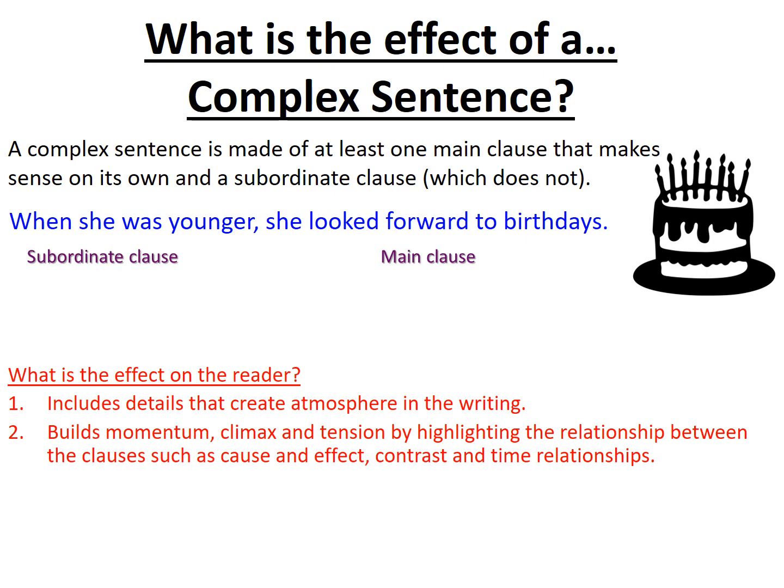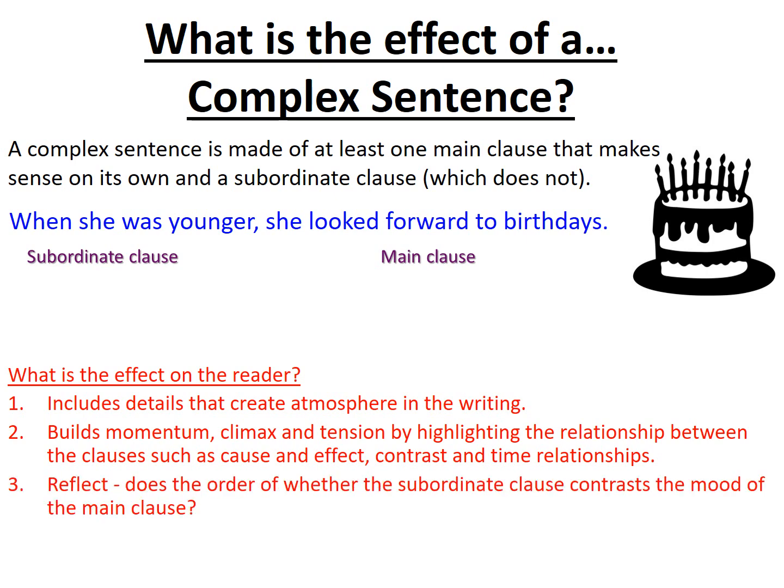The big question I like to ask myself when analysing someone else using a complex sentence is, does the order of whether the subordinate clause comes first or after the main clause contrast to the mood that's created in the main clause? So, for example, with the sentence we started with, when she was younger, we're going back in time. And now we know she doesn't look forward to birthdays. Or it's what's implied anyway. So that subordinate clause coming first sounds much more dramatic. It sort of heightens the sadness around why she doesn't like birthdays now.